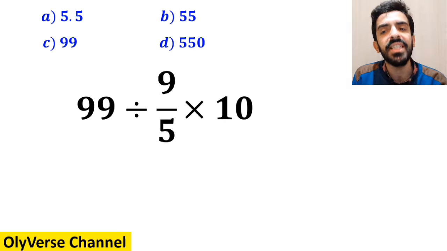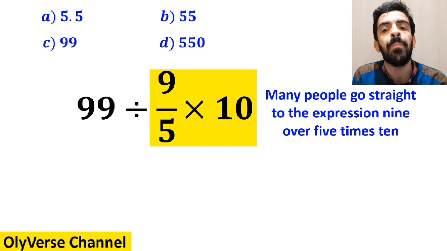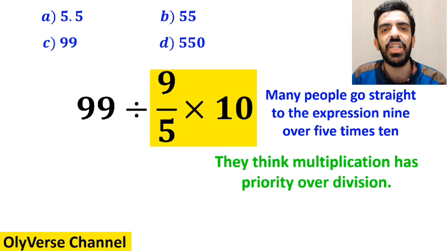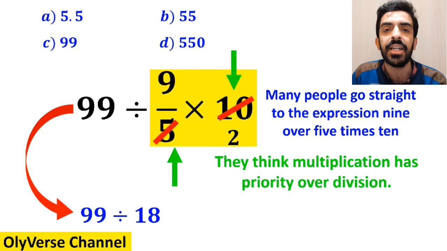At the beginning of solving this question, many people go straight to the expression 9/5 multiplied by 10, which I've highlighted in yellow, because they think multiplication has priority over division. And they say it's easy to simplify 10 with the 5 in the denominator and write this expression as 99 divided by 18, which finally gives them the answer 5.5. Then, without any hesitation, they immediately say that the correct answer to this question is option A.